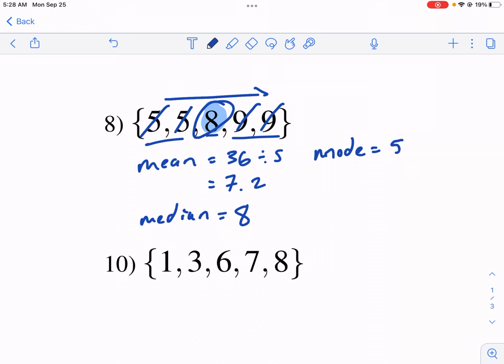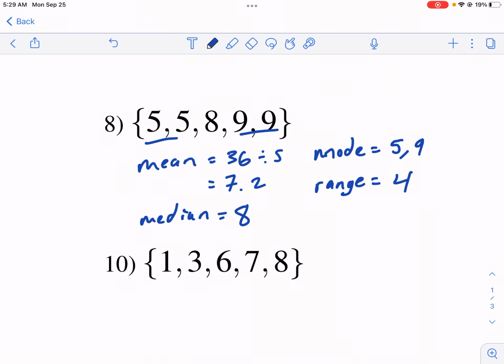Our mode is going to be 5 and 9. Both of those have an occurrence of 2 for each one of those data points. 5 has 2, and 9 also has 2. So 9 is going to be our mode as well as 5. And then our range is just the max minus the min. In this case, it's going to be 4.